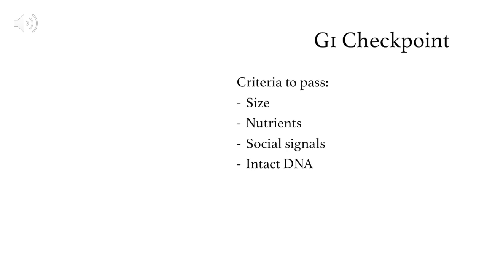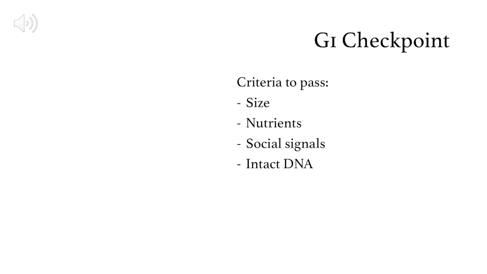To pass this checkpoint, a cell must first be large enough to continue to S phase. Secondly, an adequate amount of nutrients must be present in the cell's surroundings. Thirdly, there must be growth factors present. Growth factors are small proteins that come from other cells. They are found in blood serum and act as one of the catalysts for cell division. These growth factors are called social signals and are a part of social control, a system that ensures cell division is what's best for the entirety of the organism.